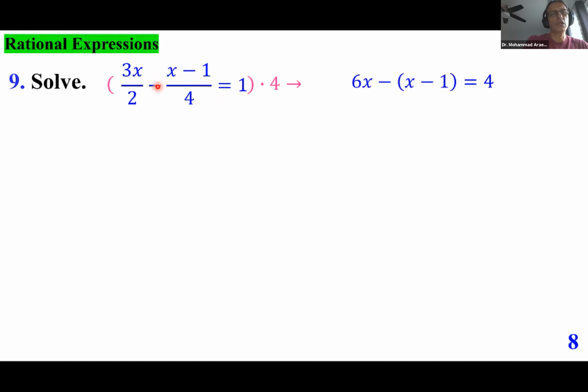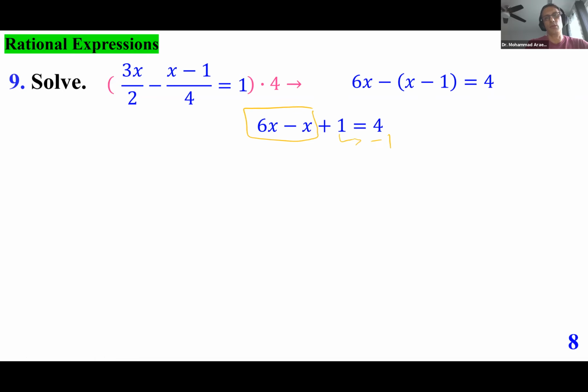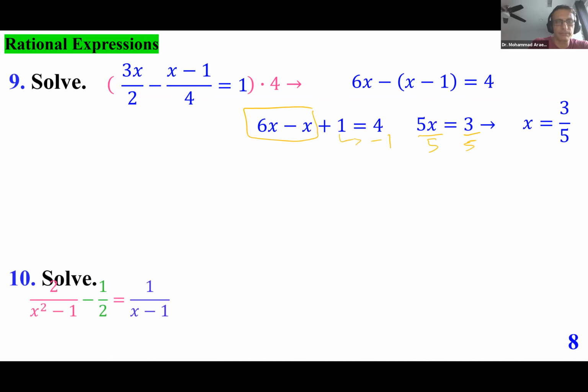Don't forget to keep this negative sign because it's going to distribute, giving us minus x plus 1. So they add up to 5x. And we are going to subtract the 1. We get 5x equals 3. Divide by 5. There you have it. The final answer, x equals 3/5.